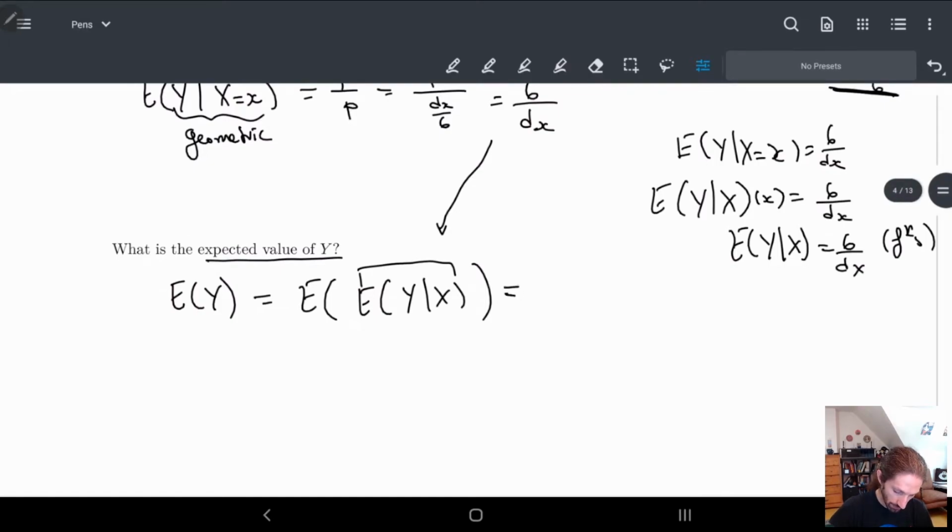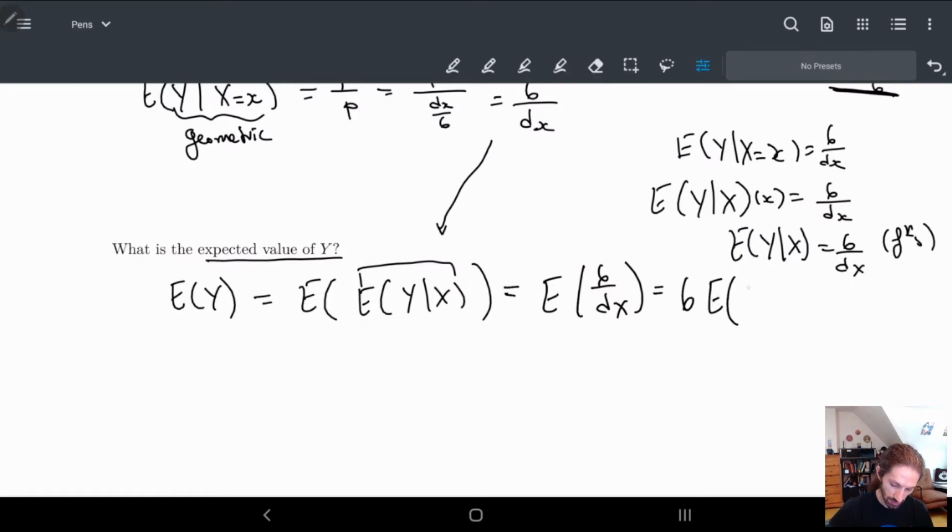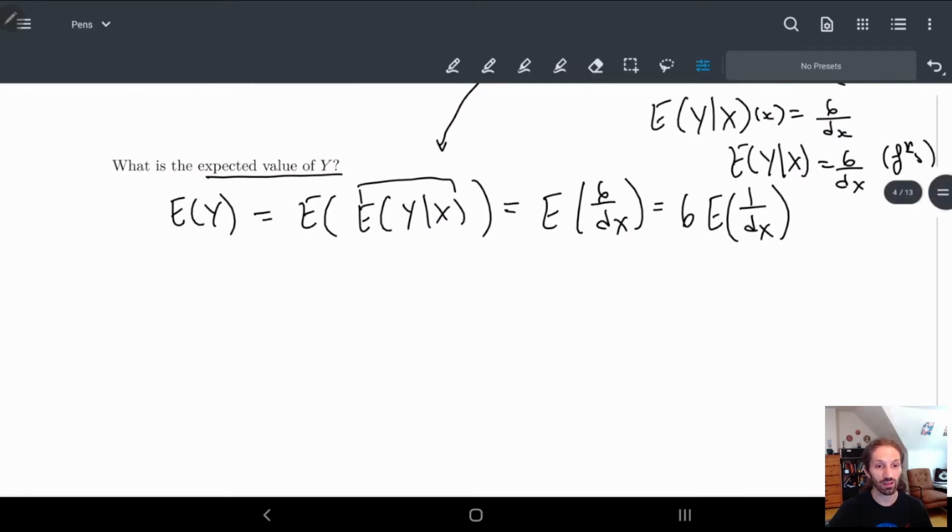And so what we have here is that this part in the middle can be rewritten as 6 over d of x. In other words, I can pull the 6 out in front. I have 6 times the expected value of 1 over d of x. Now this part we have a calculation for. We know how to do something like this.